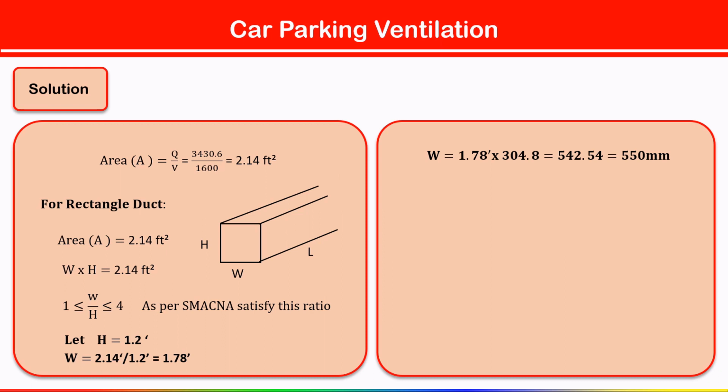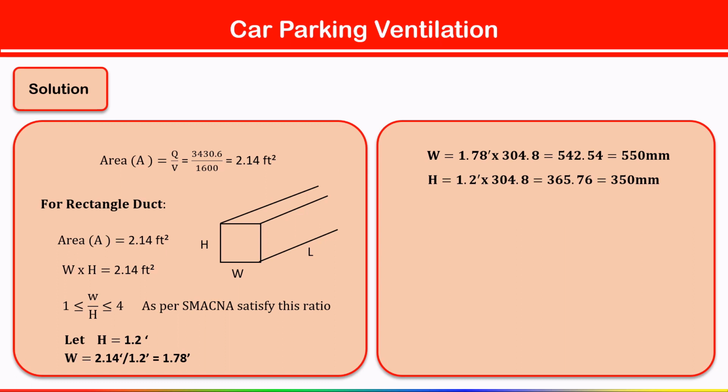If you multiply this by 304.8, you will get the value in mm. So here when I multiply, I will get 542.54, so it is around 550 mm. And similarly I have done for height. When we convert the height from feet to mm, you will get how much height?